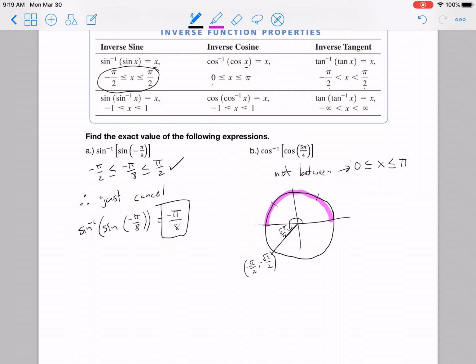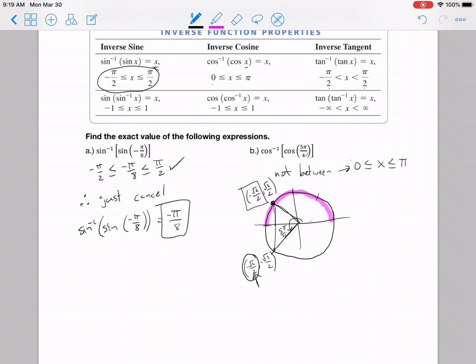And so what's going to happen is it's actually going to jump you back up to here. Even though you have this 5 pi over 4, when you take the cosine of 5 pi over 4, it's going to give you this value right here. Except if you look up here, this is negative square root of 2 over 2. Your calculator, and by convention, is only going to look in this pink range. And it's going to look in this pink range for where do I have negative square root of 2 over 2 as my x value, and that's right here.